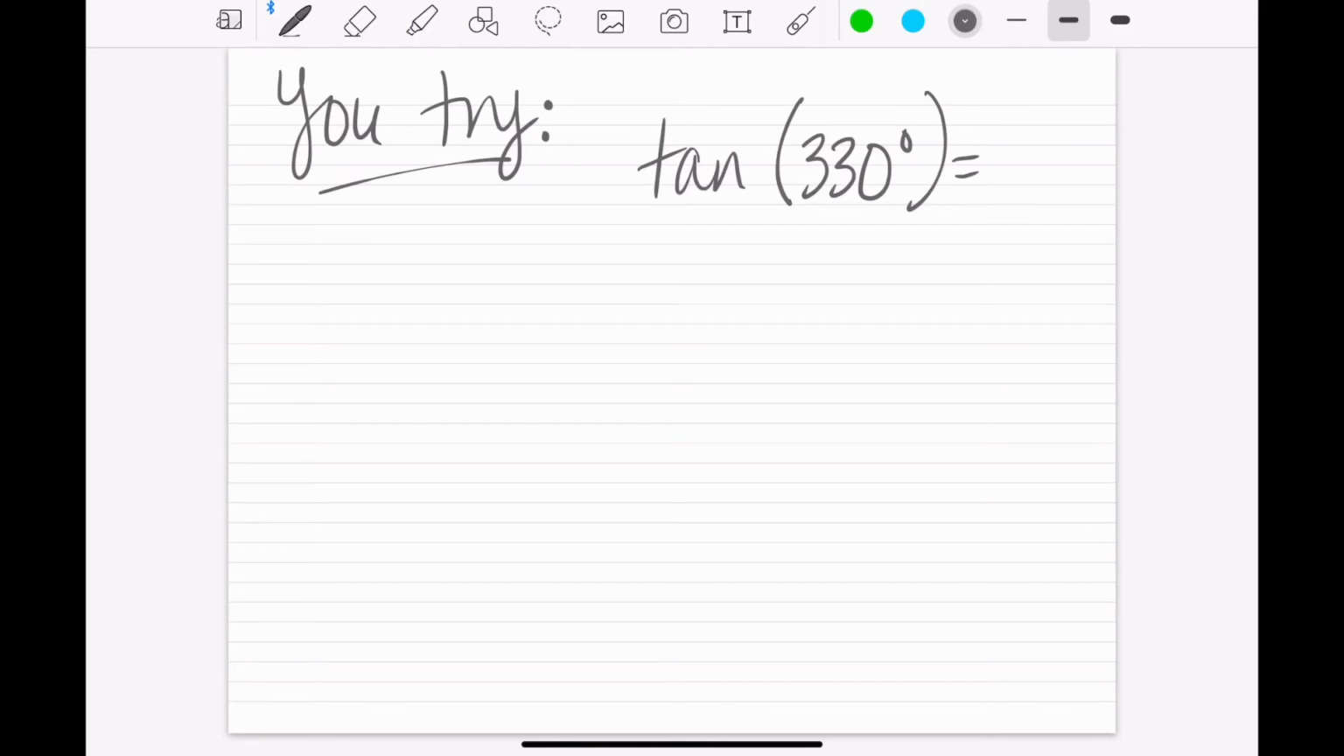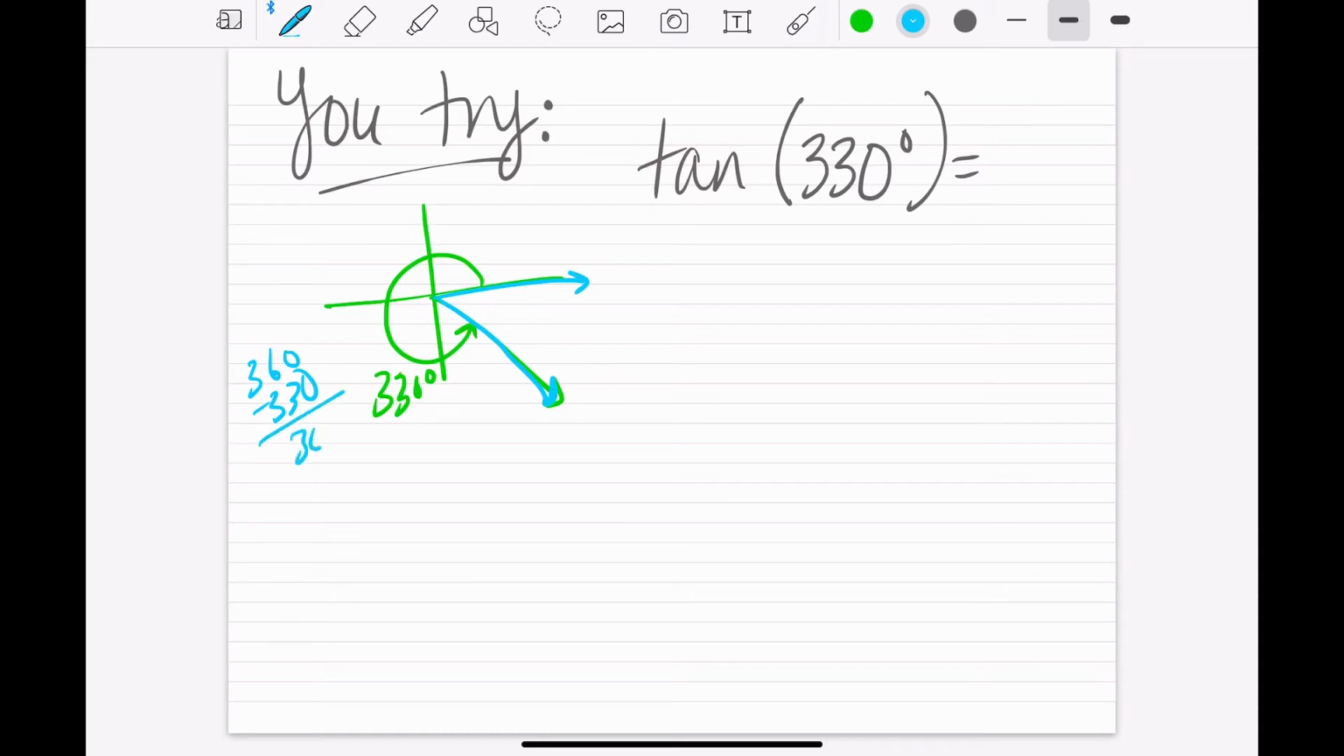So very first step is to find our reference angle. 330 degrees is in the fourth quadrant. The reference angle is the angle from the terminal side to the closest x-axis. One full revolution is 360. So 360 minus 330 is 30 degrees. So our reference angle is 30 degrees.